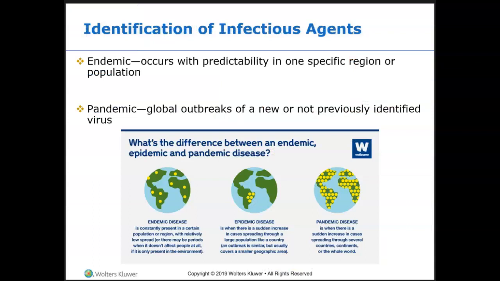So identification of infectious agents, right? We have endemic, which is the predictability of a specific region or population. Pandemic, that's what we had for COVID, and that's when there's a global, meaning worldwide, outbreak of a new or not previously identified virus, right? And of course that happened with COVID.